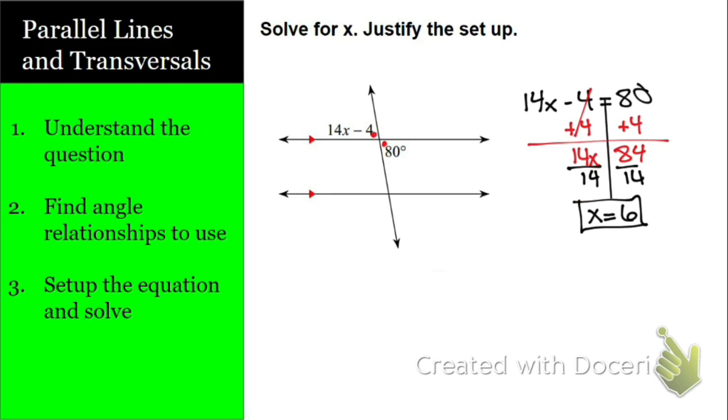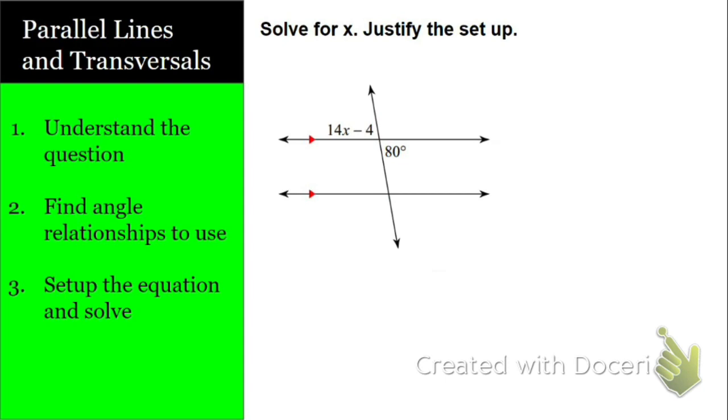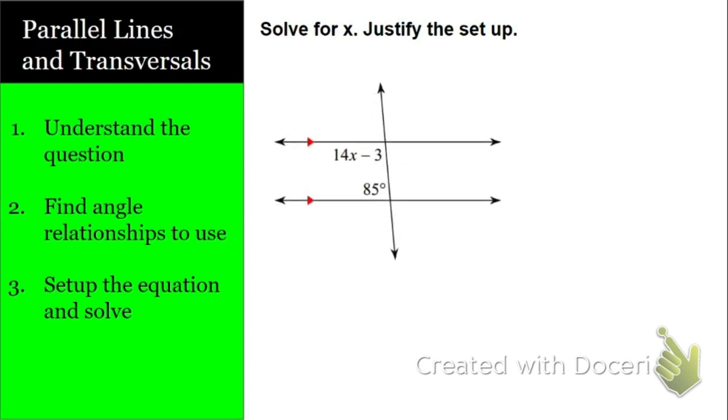So let's move to our next example. In this question, it's still solving for x, and then we can justify the setup. If we're looking at this problem, what angle relationships do we have here? We notice that they're both inside the parallel lines, and they're on the same side of my transversal. This is considered to be same side interior angles because they're on the same side of my transversal inside my parallel lines.